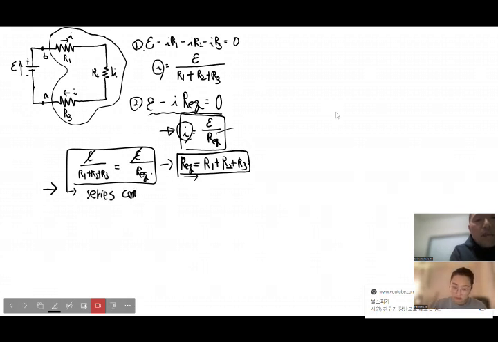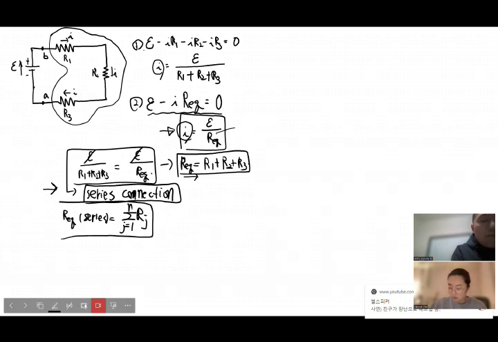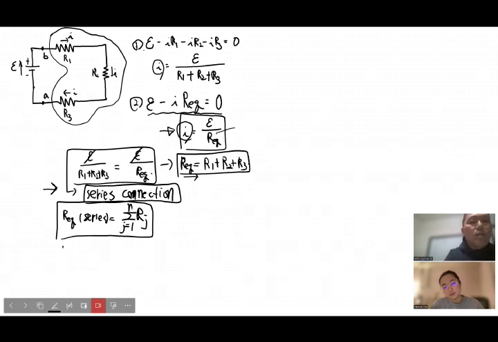If n number of resistors are connected in series, then the total resistance is just the sigma summation of all the individual resistors. Okay, that's the basic rule. So again, as long as the resistors are connected in series, then the total equivalent resistance of a system is just the sigma summation of the individual resistors.